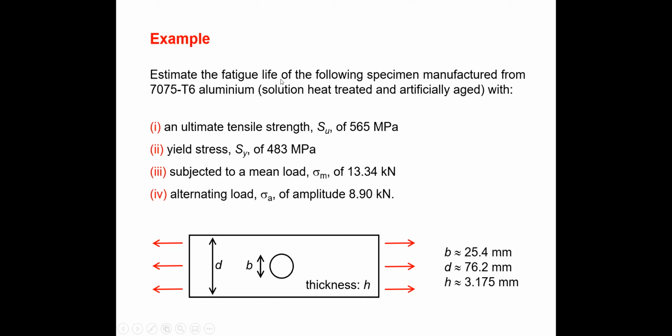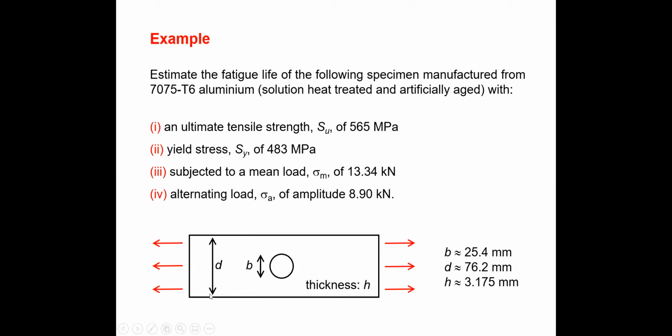So estimate the fatigue life of the following specimen manufactured from aluminium alloy, solution heat treated and artificially aged, with an ultimate tensile strength S_U of 565 megapascal, yield stress given, subject to mean load, sigma m, 13.34 kilonewton, alternating load, sigma A amplitude, 8.9 kilonewton. So they provide the load values. So you have the dimensions.